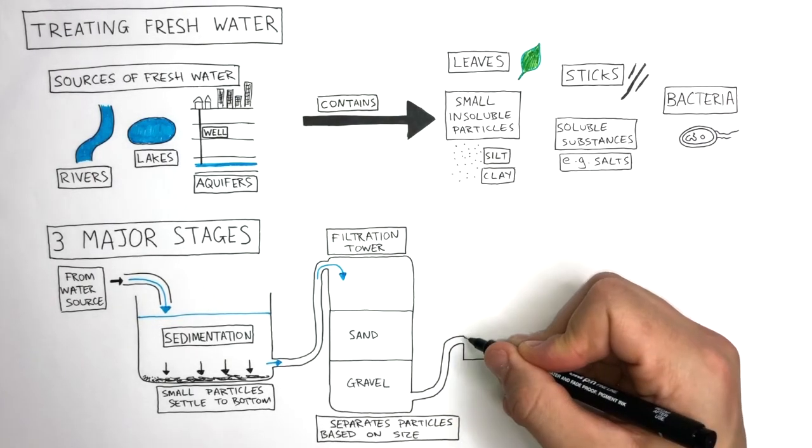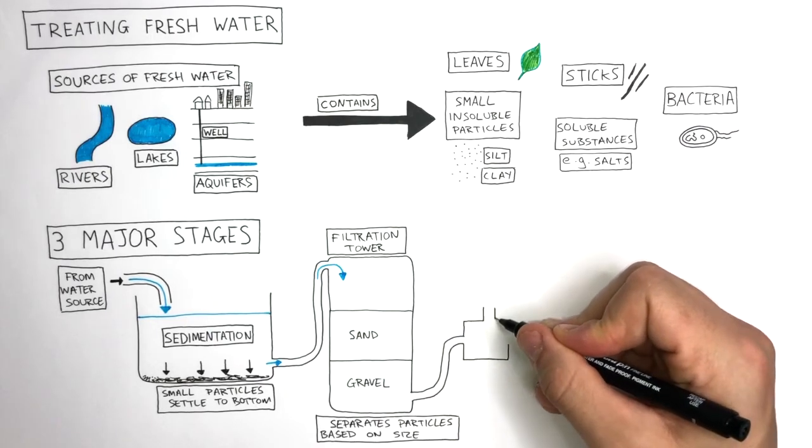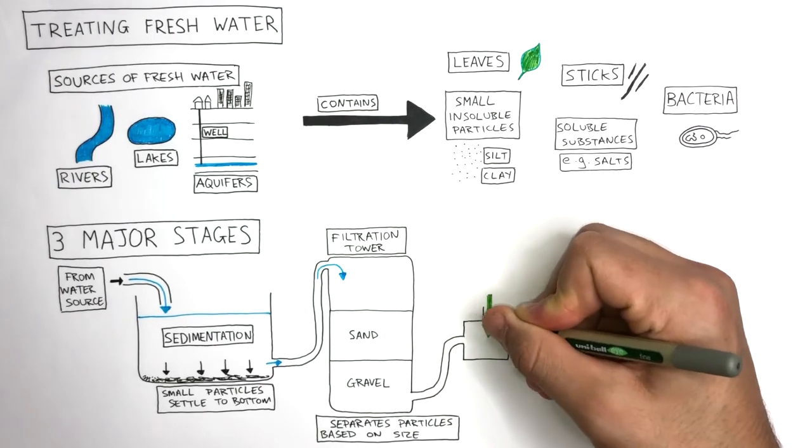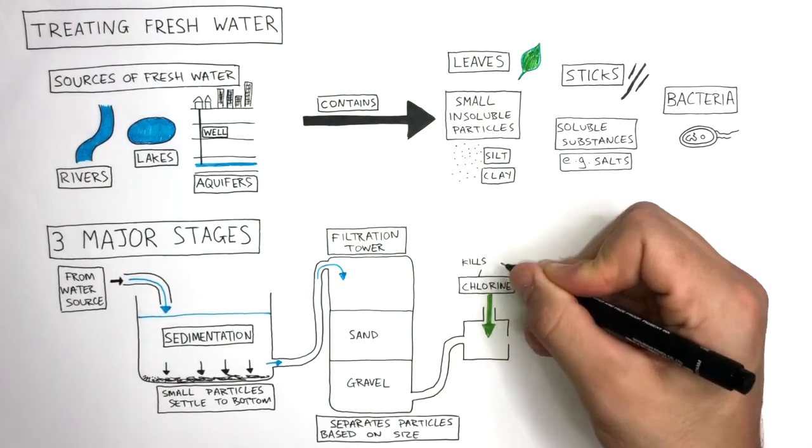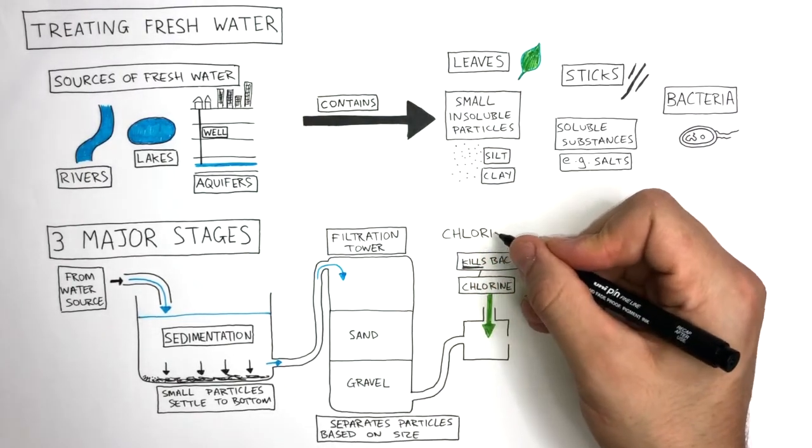The next stage is to kill the bacteria and other microorganisms. To do this, we add chlorine. Chlorine kills bacteria, and this stage is called chlorination.